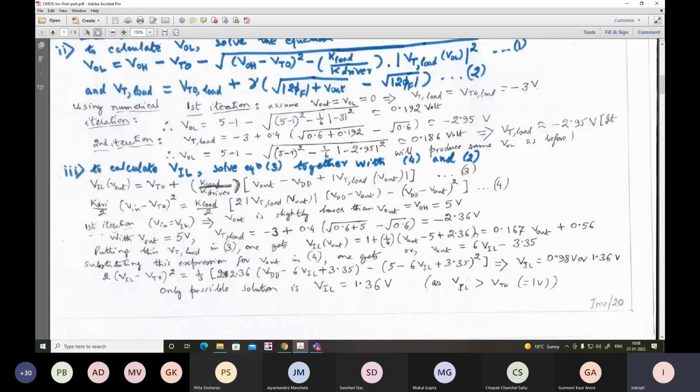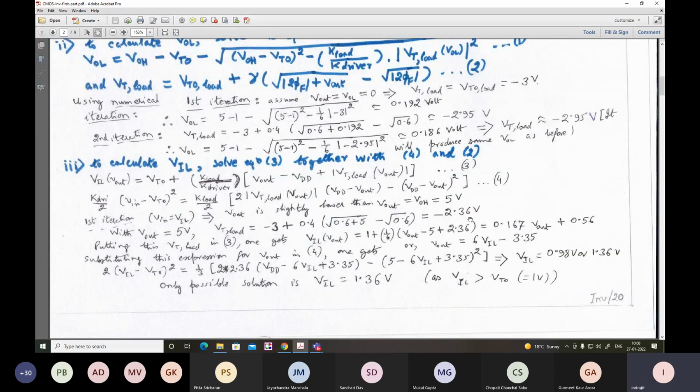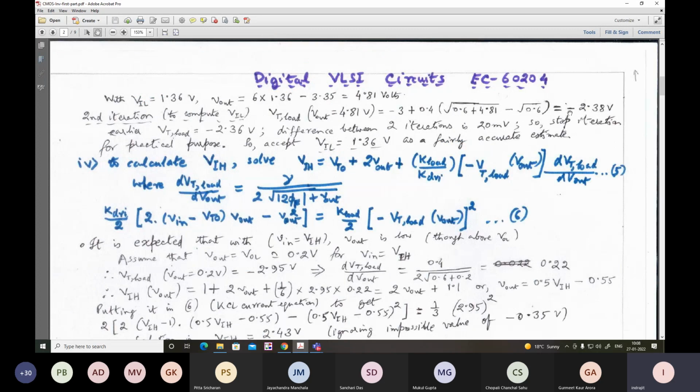Earlier it was minus 2.36. Now we get it to be minus 2.38. More negative, right? Now the question is that we can refine it more, but as the difference is just 20 millivolt, we can stop the iteration for practical purpose. So take VIL to be 1.36 volt as a more or less acceptable estimate of the VIL.